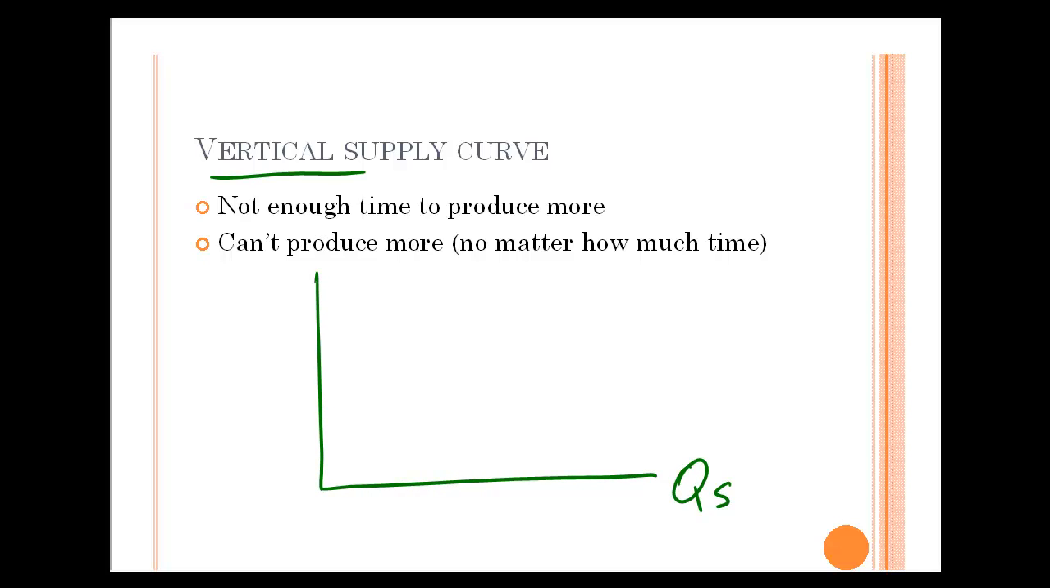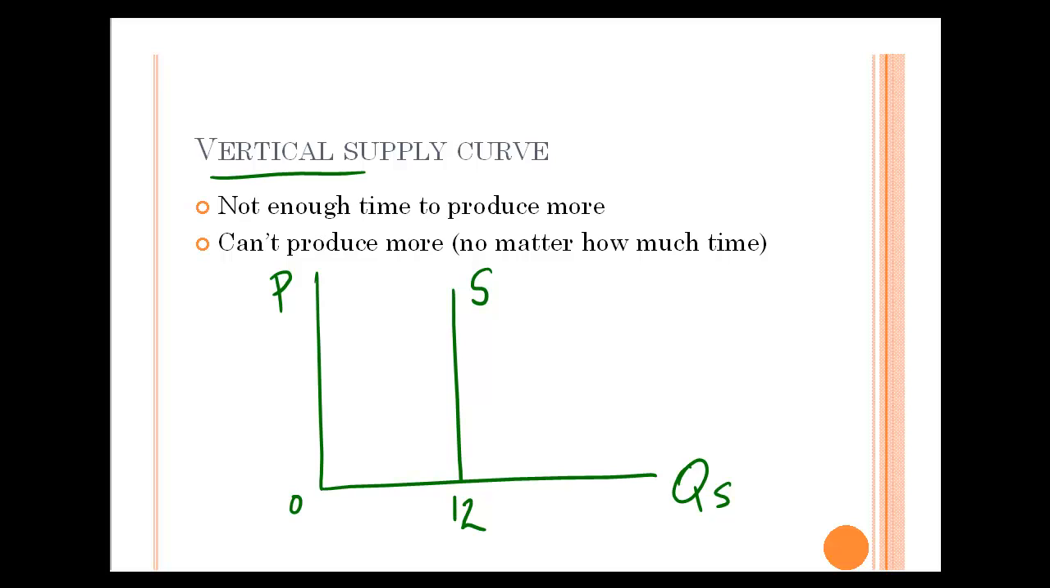Again, here's quantity supplied and here's price. And here is a vertical supply curve at, let's say, quantity 12. Now, that supply curve does not represent the law of supply, because the law of supply says that as price goes up, quantity supplied goes up. And that's not what that supply curve says.